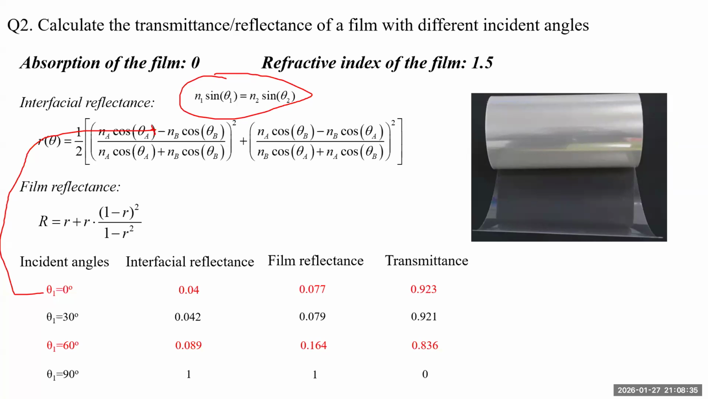So delta 1 is the incident angle, delta 2 is the refracting angle, and delta 3 is the reflecting angle.